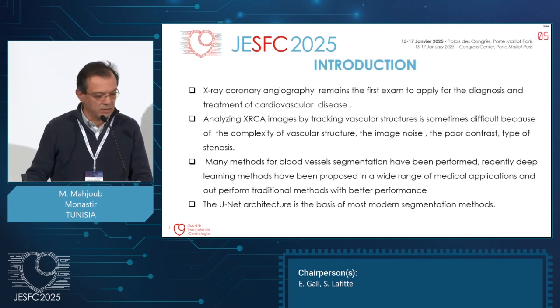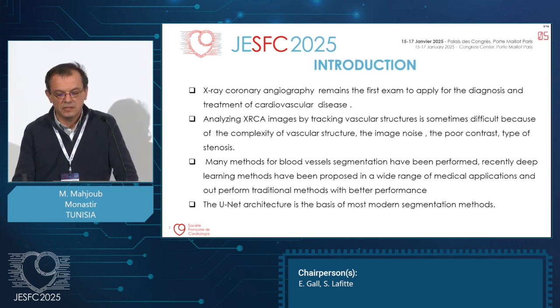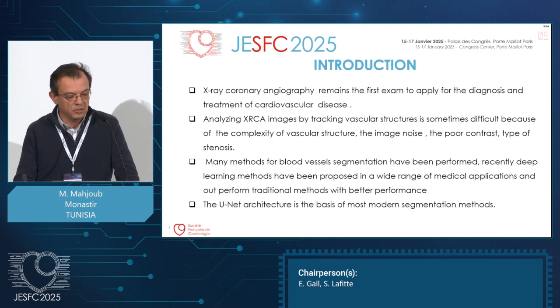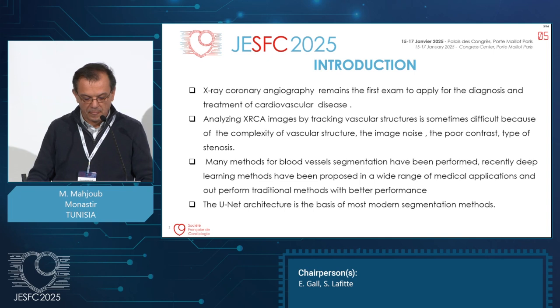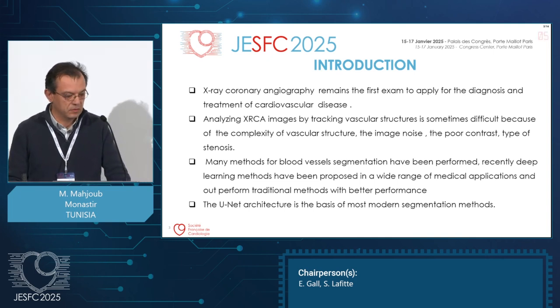As you know, as an introduction, X-ray angiography remains the first exam to apply for the diagnosis and treatment of cardiovascular disease. Analyzing X-ray imaging by tracking vascular structure is sometimes difficult because of the complexity of vascular structure, the image noise, the poor contrast type of stenosis. Many methods for blood vessel segmentation have been performed. Recently, deep learning methods have been proposed in a wide range of medical applications and outperform traditional methods with better performance. The UNet architecture is the basic one of the most modern segmentation methods.